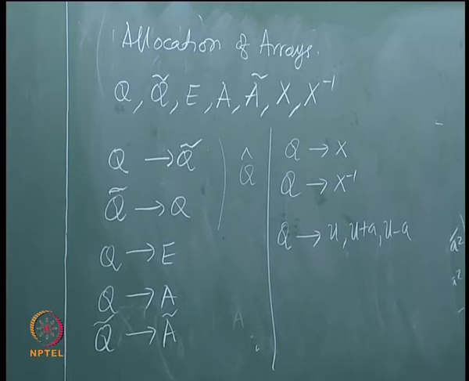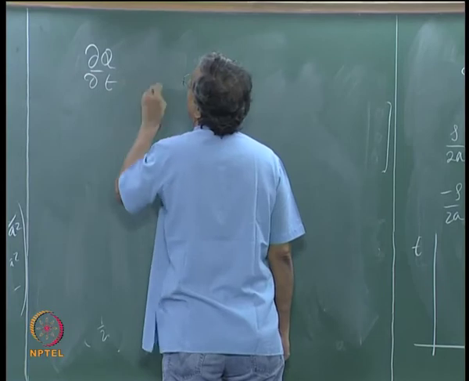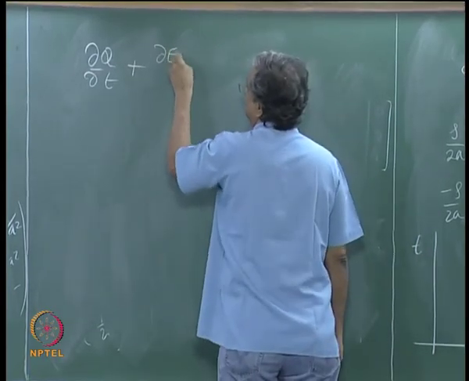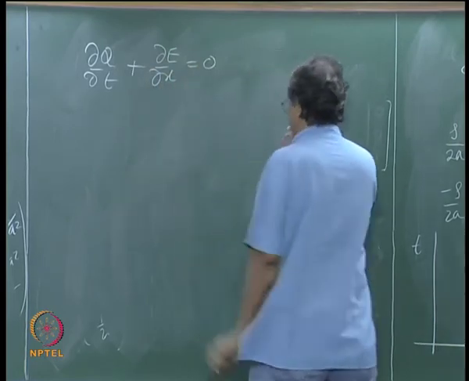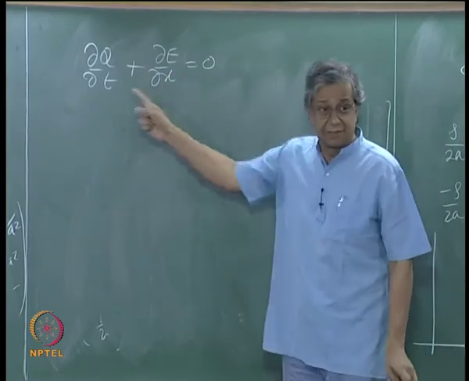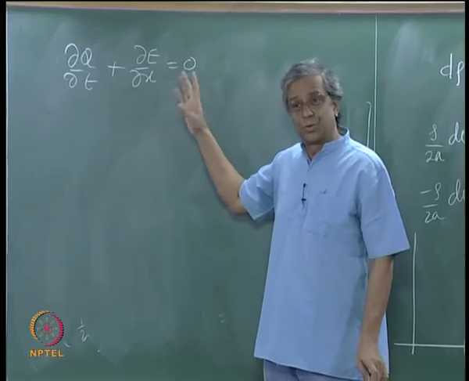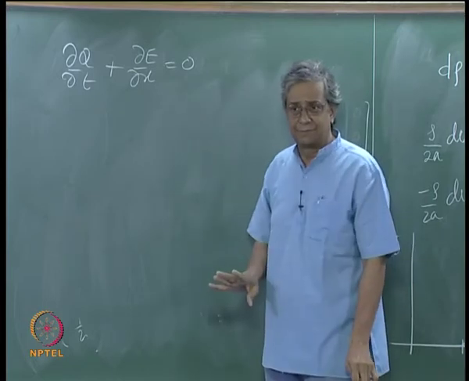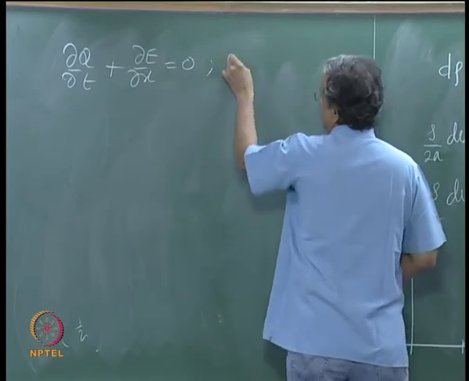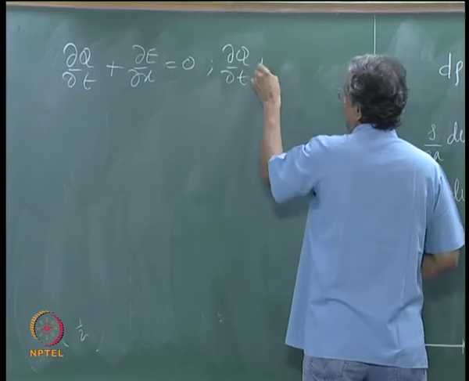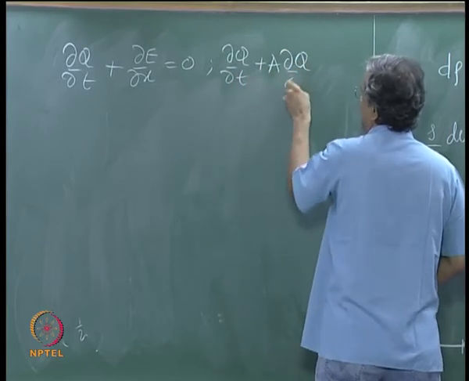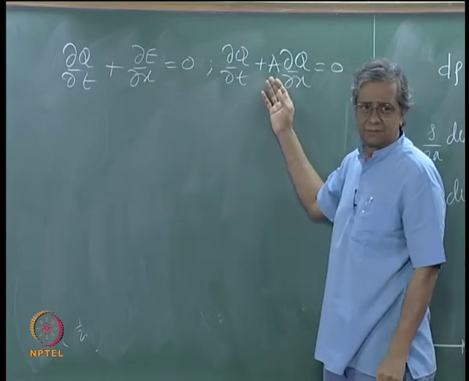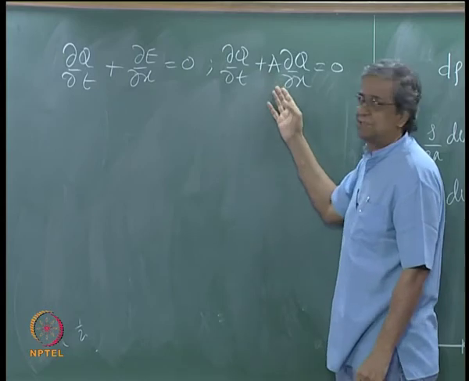So you have dou q dou t plus dou e dou x equals 0. The first thing I want you to notice is I'm writing it in the conservative form. The a dou q dou x form was for the analysis, and I'm not going to use it. I could also write this as dou q dou t plus a dou q dou x equals 0. They are mathematically identical, but this just involves a lot of computation.